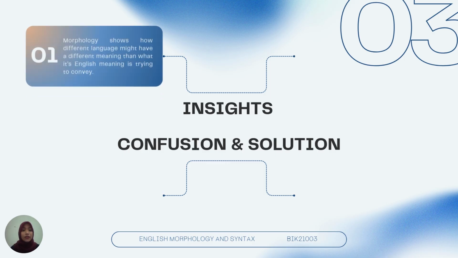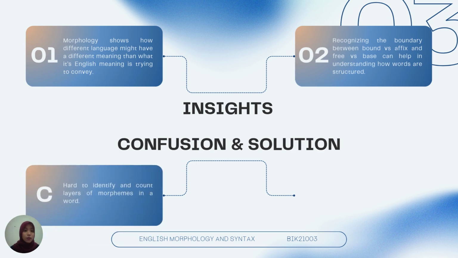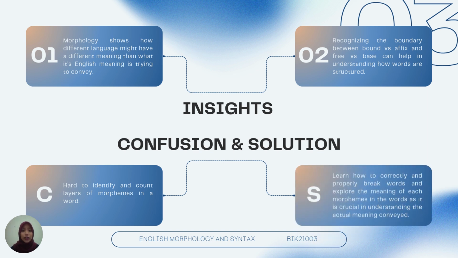So the first insight: morphology shows how different languages might have a different meaning than what its English meaning is trying to convey. The second insight is that recognizing the boundary between bound versus affix and free versus base can help in understanding how words are structured. Confusion and solution. The confusion is that it is hard to identify and count layers of morphemes in a word. And the solution is to learn how to correctly and properly break words and explore the meaning of each morpheme in the words, as it is crucial in understanding the actual meaning conveyed.